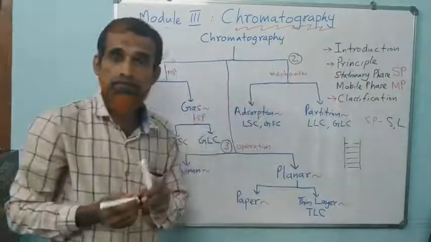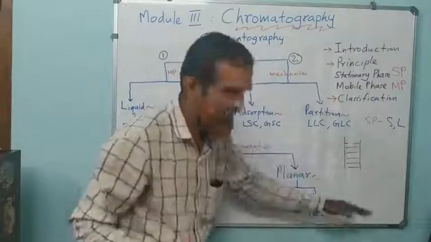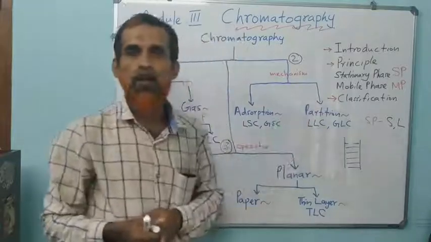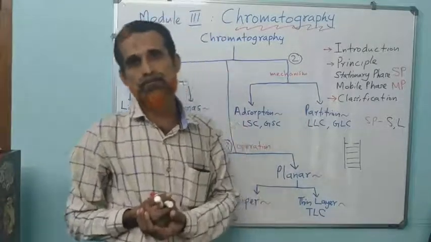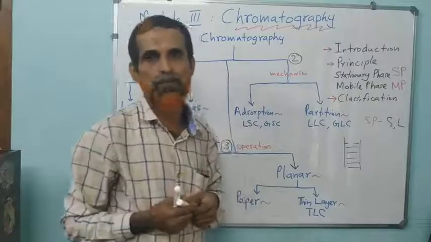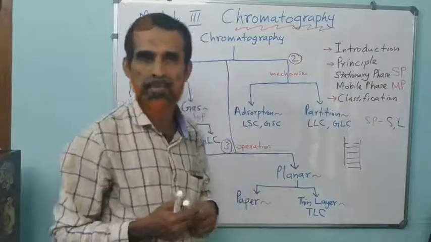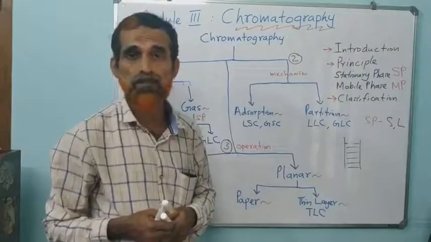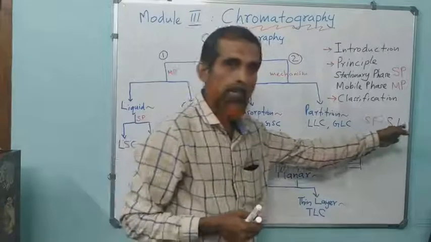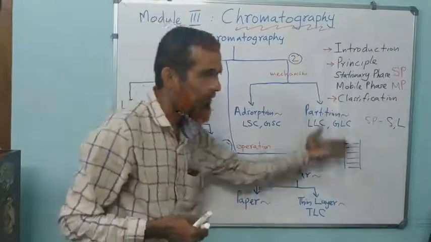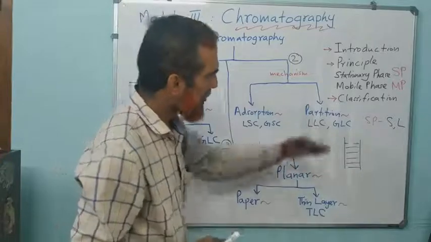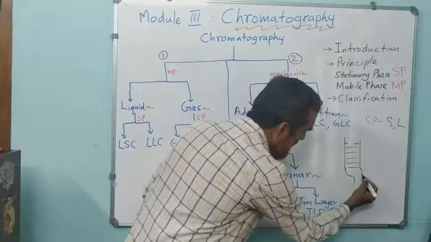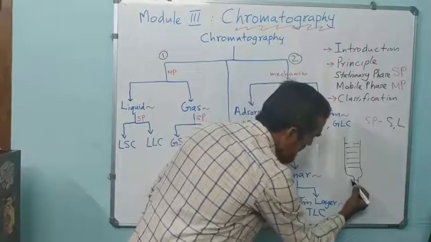So it can be a solid substance like silica, alumina, etc., or it can be a liquid held on a solid support. A liquid alone cannot remain as a stationary phase, so then there will be a solid support, inert solid support like some resins, and liquid will be held on that solid. So we will have a stationary phase, which is either a solid or a liquid supported on a solid.